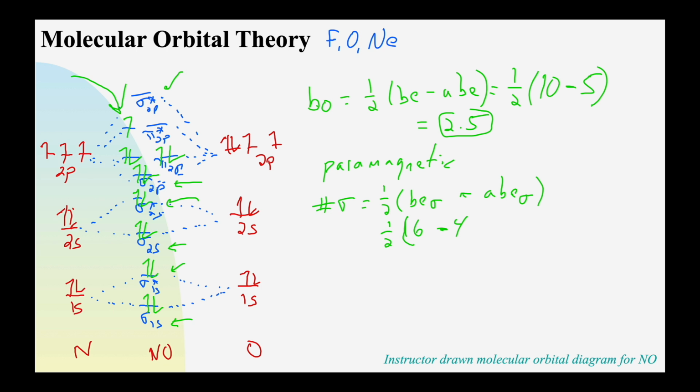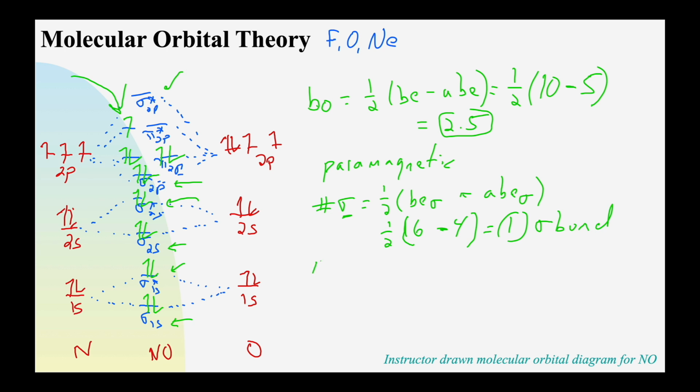Notice I haven't done anything with the pi electrons. The pi's, the 2 and 2 in the middle of the top part of the molecular orbital diagram, we're going to talk about those in a little bit. But anyway, 1/2 of 6 minus 4 is a bond order of 1. That means, because it's sigma, this would be 1 sigma bond. And that's kind of a cool thing.